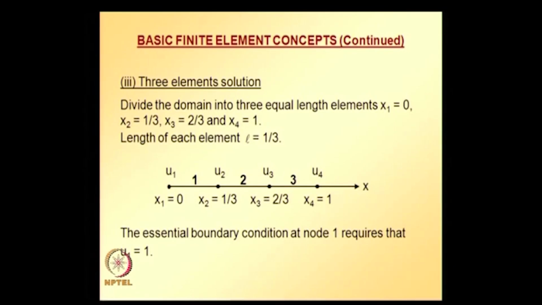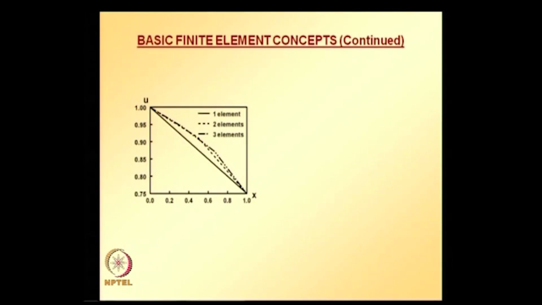All that procedure detail is not given here, and a plot is shown, a comparative plot of the approximate solution obtained using 1 element, 2 elements and 3 elements. As you can see here, when you use 1 element, the difference between the 1 element and 2 element solution is quite large when compared to the difference between the 2 element solution and the 3 element solution.